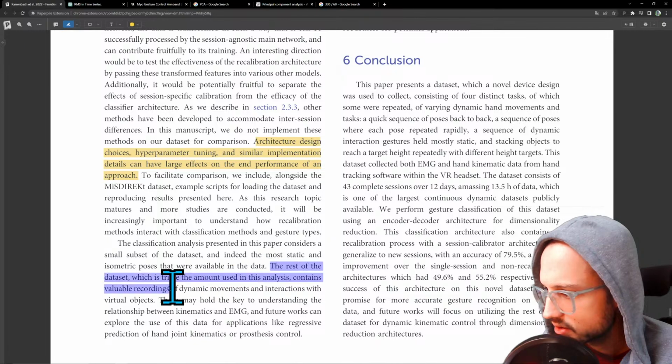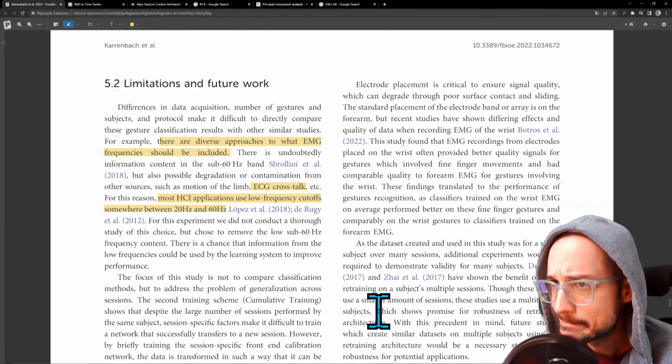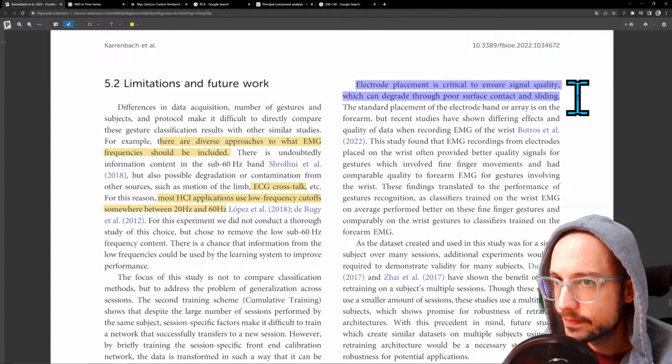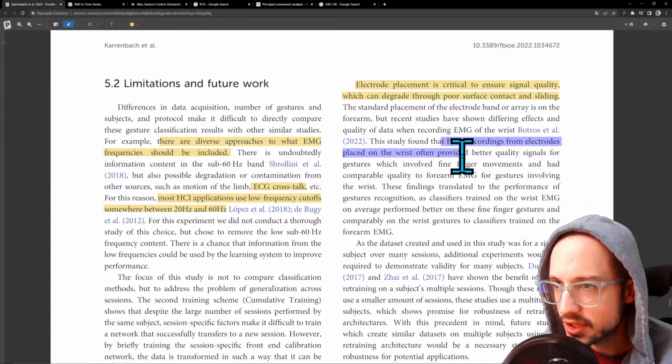Yeah, so increasing the size of the data set is a huge thing that they can do. Apparently, electrode placement is critical to ensure signal quality. Interesting. EMG recordings from electrodes placed on the wrist often provide better quality for gestures than the forearm.